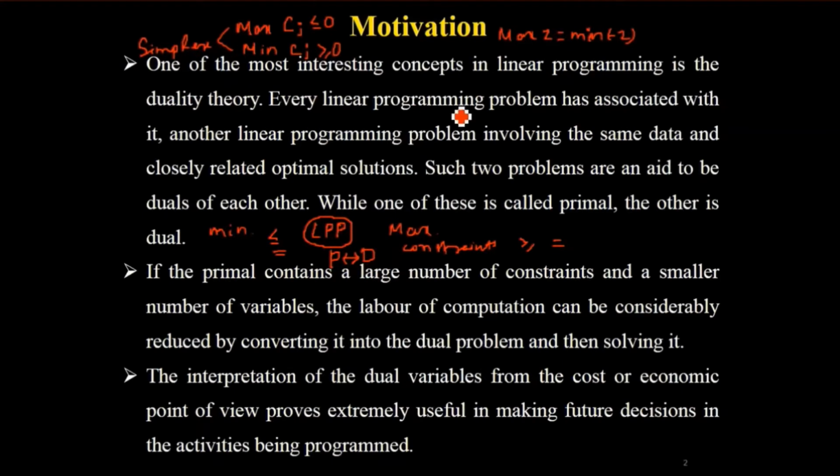One of the most interesting concepts in linear programming is duality theory. Every linear programming problem has associated with it another linear programming problem involving the same data. That means if an LPP is given, the data will be the same, but there will be two types of LPP involved in one single LPP, closely related to the optimal solution. Such two problems are said to be dual of each other. Like we say complement of each other, similarly it will be dual of each other. One problem is called primal and another is called dual. That's why we say these are dual to each other.